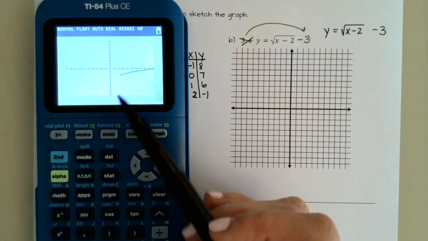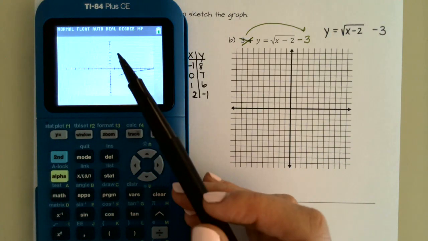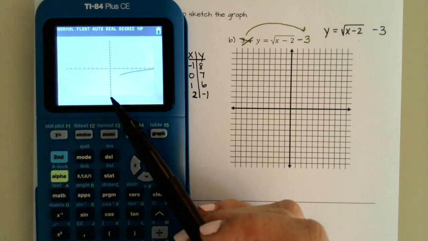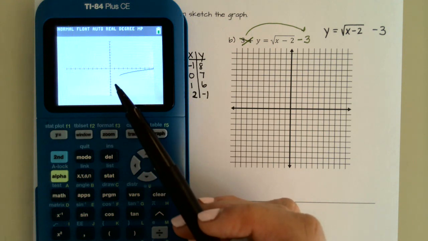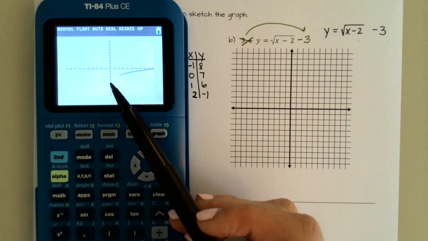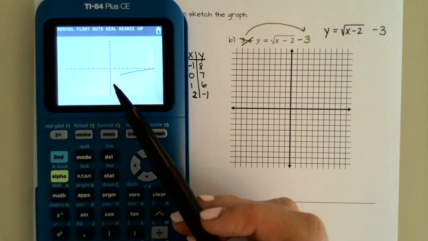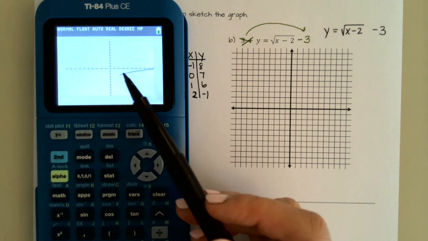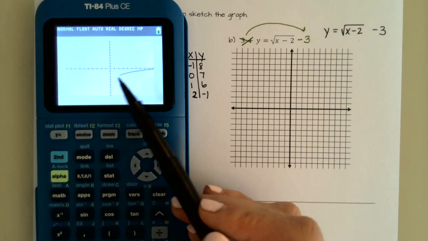Okay, notice my graph stops. Why does my graph stop at the left-hand side? What kind of numbers can we never square root? Okay, that needs to be your thought process. There are certain numbers we can't square root, so there's a reason why our graph stops here.